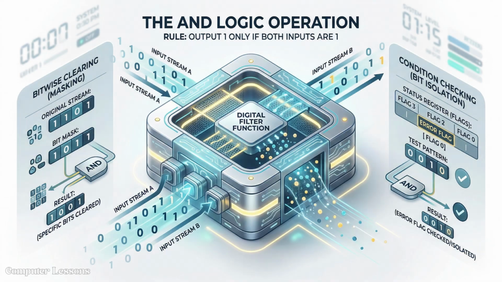The AND operation outputs a 1 only if both input bits are in the high state. Engineers use this logic to clear specific bits or to check if certain hardware conditions exist. It functions as a digital filter for binary information streams throughout the system.